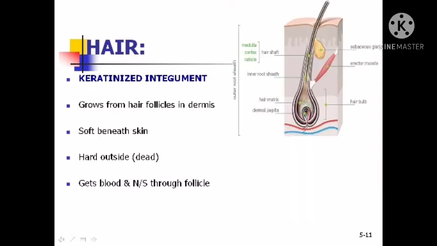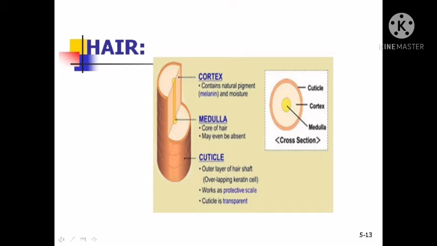Hairs are keratinized integument. They grow from their hair follicles in the dermis. They are soft beneath the skin and hard outside and dead. They get their blood and nerve supply through their hair follicle.